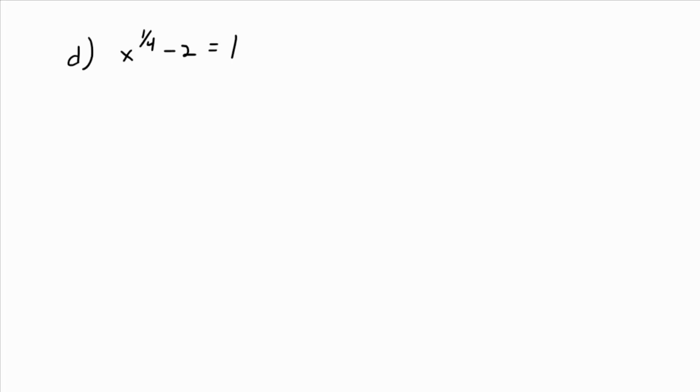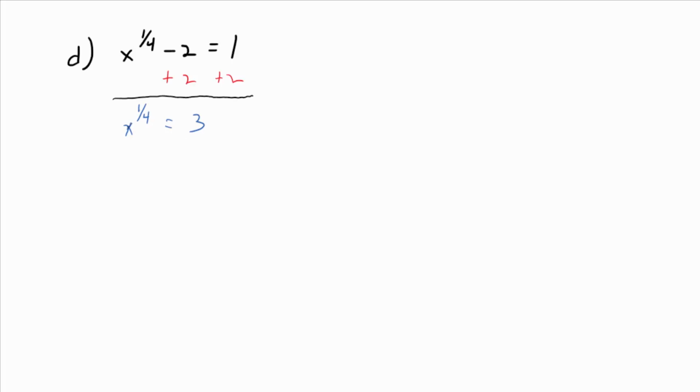So what's the first step going to be? Isolate the x to the 1/4. So how could I do that? I could just add 2 to both sides. And what does that give me? x to the 1/4 equals 3.